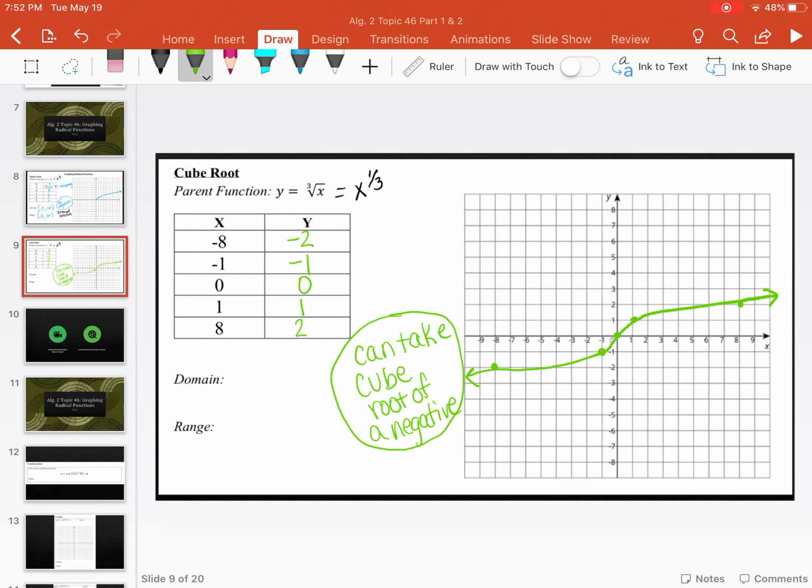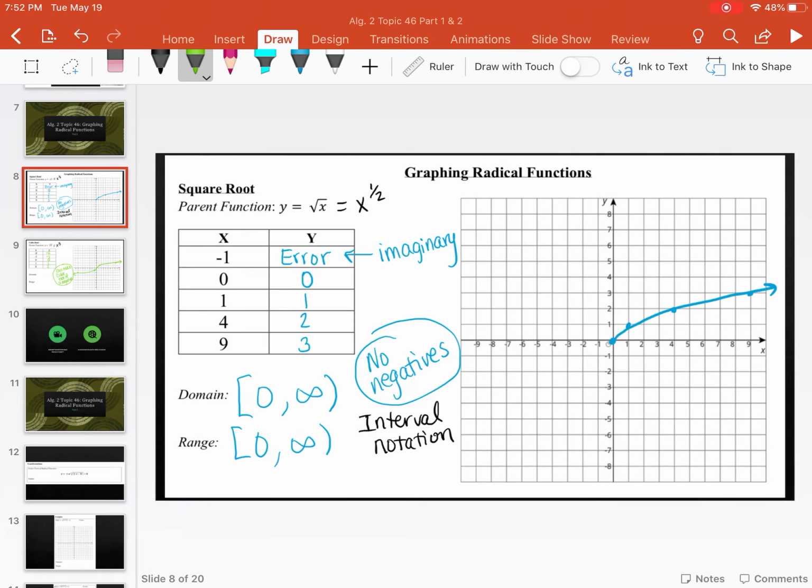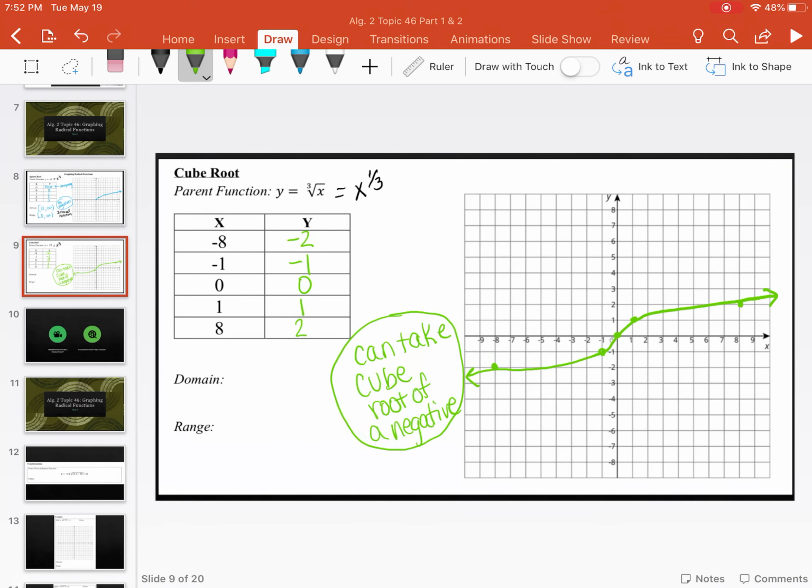So here we kind of have an S-graph. Actually, if we were to take this graph and rotate it counterclockwise a quarter of a turn, we'd note that it actually looks really similar to a cubic graph. So that makes sense, doesn't it? The cube root looks somewhat similar to a cubic graph. Similarly, our square root kind of looks like half of a parabola on its side. So that's kind of where things originate from.